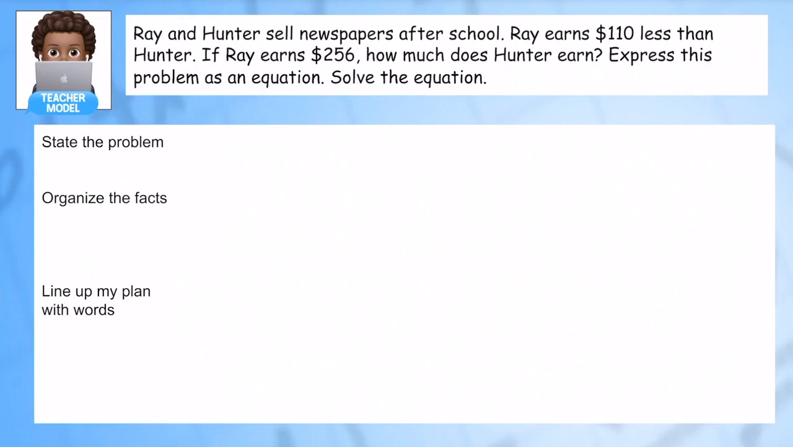Here's our first problem for today. Ray and Hunter sell newspapers after school. Ray earns $110 less than Hunter. If Ray earns $256, how much does Hunter earn? Express this problem as an equation and solve the equation.